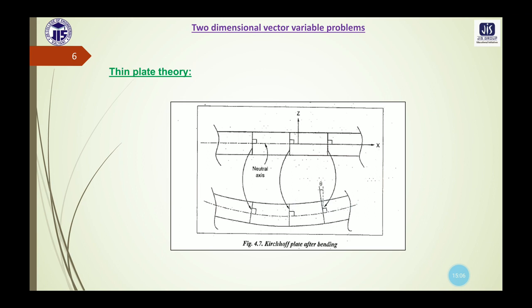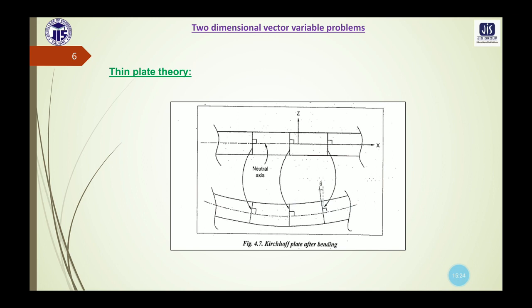Here you can see the line which is normal to the neutral axis, and before and after bending these lines are straight. In this diagram you can see the first assumption.